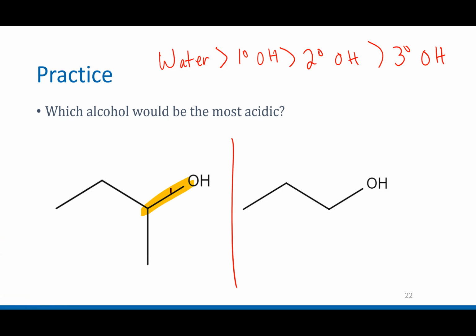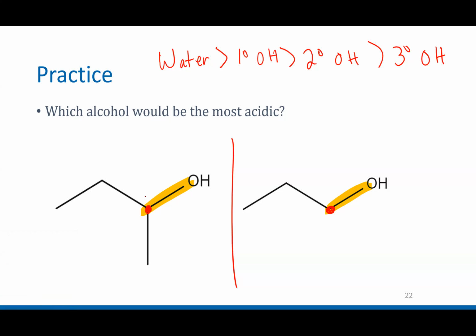So first of all, this is kind of what I'm not counting. The carbon where the alcohol is bonded doesn't get counted. What I do need to do is look at the carbons that are attached to that particular carbon. So I have a carbon here and a carbon here, and I need to ask myself how many carbons are attached to each of these.